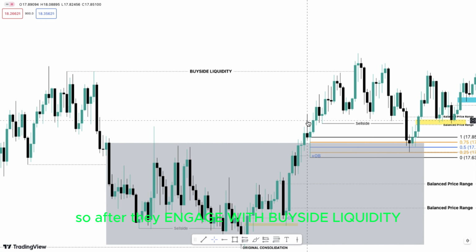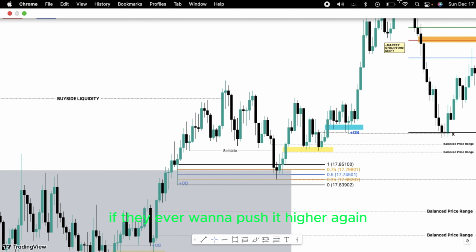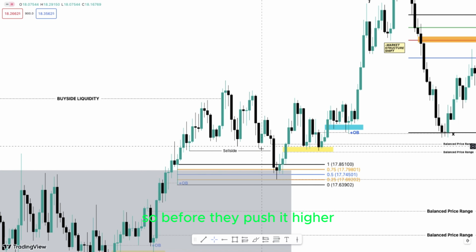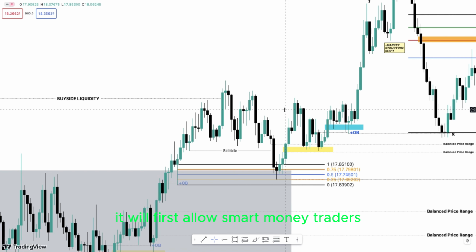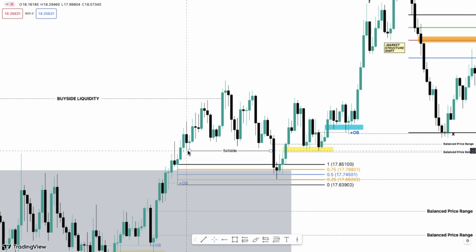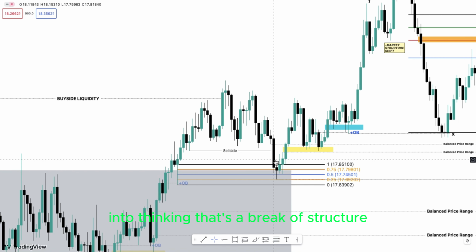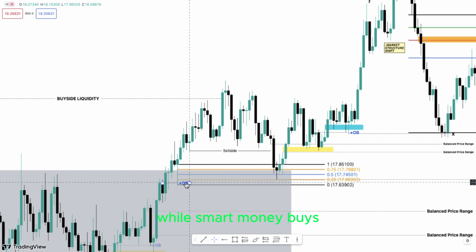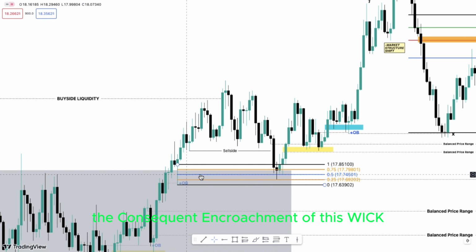After they take out buy side liquidity, if they ever want to push it higher again, they'll have to engage with sell side liquidity first. Before they push it higher, before the algorithm prices higher, it will first allow smart money traders to enter the market by fooling retailers into thinking that's a break of structure, while smart money actually buys those lows.